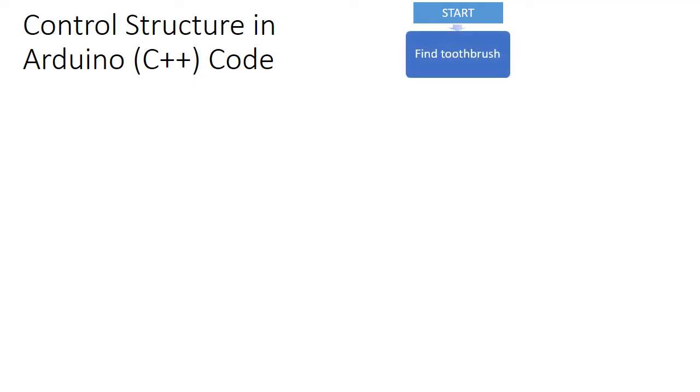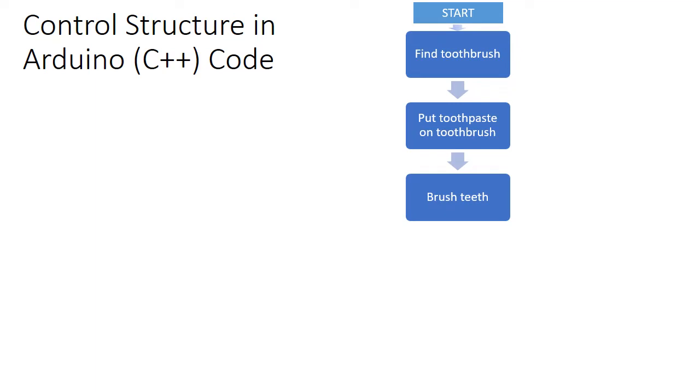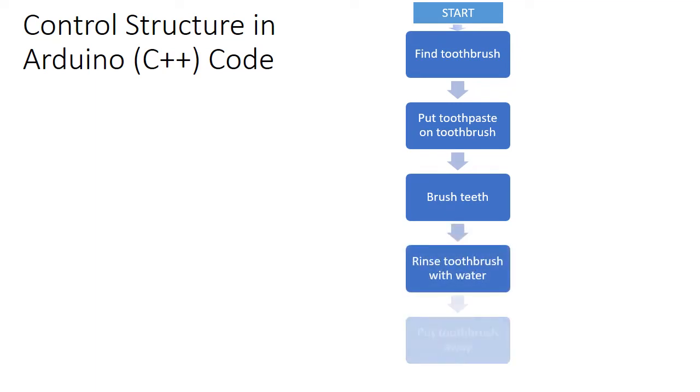Each of the steps that I undertake is going to be shown in a box, and the flow is shown with arrows directing from one step to the next. The next step is I put toothpaste on the toothbrush. Then I brush my teeth. Then I rinse the toothbrush with water. Then I put the toothbrush away. And then I'm done.